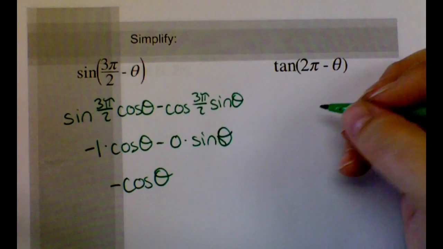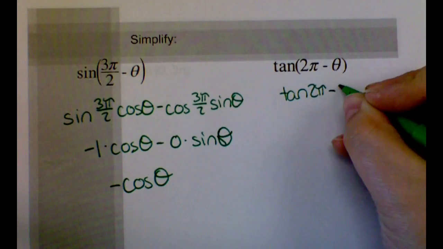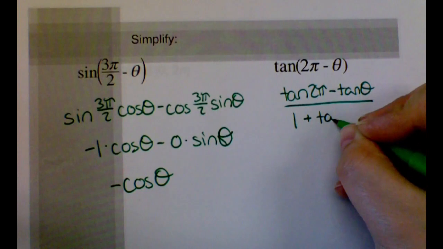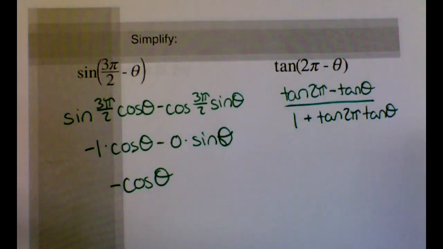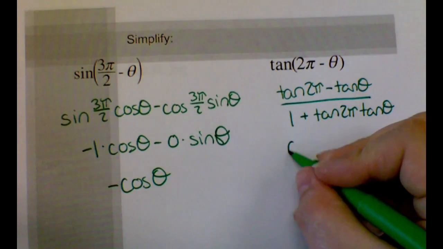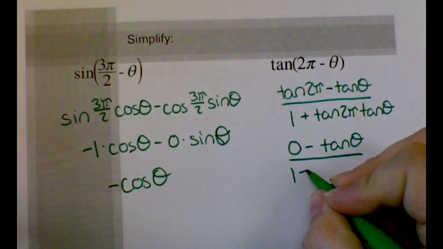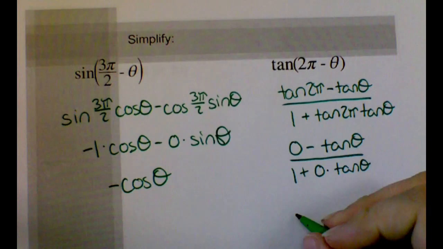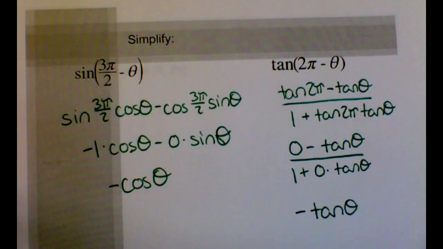Tangent of 2 pi minus theta. All right, I take tangent of the first minus tangent of the second over 1 plus tangent of the first times tangent of the second. The tangent of 2 pi is 0. So 0 minus the tangent of theta over 1 plus 0 times the tangent of theta. That makes my numerator negative tangent of theta. My denominator just 1, so it's negative tangent of theta.